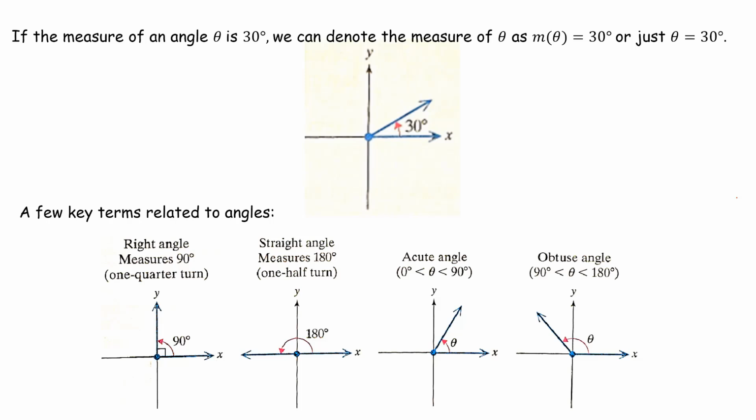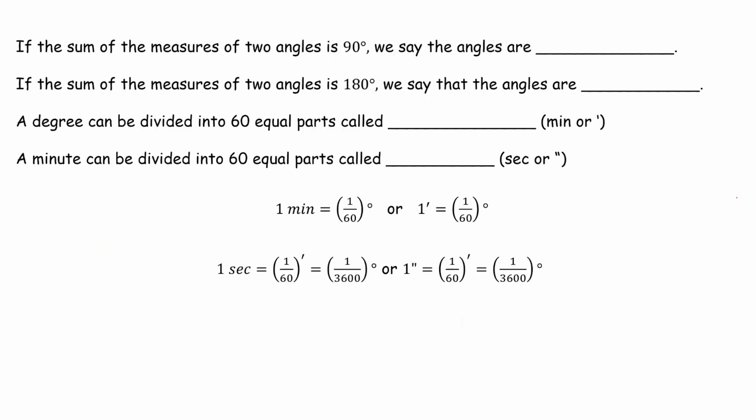An acute angle is an angle between 0 and 90. An obtuse angle has a measure between 90 and 180. If the sum of the measures of two angles is 90, we say the angles are complementary. And notice it's complementary, not complimentary. If the sum of the measures of two angles is 180, we say that the angles are supplementary.